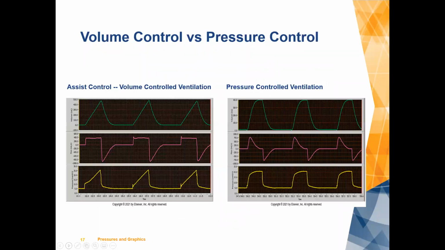So, volume control versus pressure control. In order to have an idea of what's maybe not normal, let's look at what would be, relatively speaking, normal. It's a little bit tough to see here, but the top, in green, is volume. In the magenta or pink is flow, and in the bottom yellow is pressure.